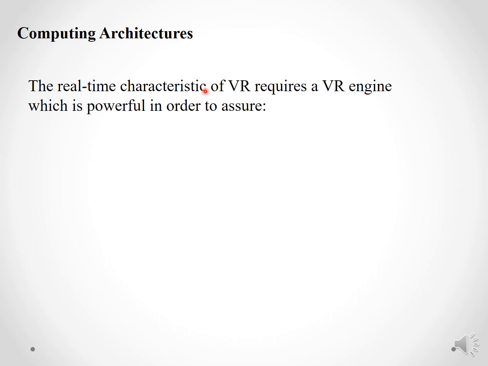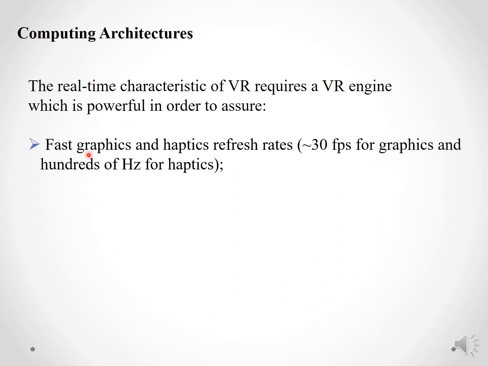As you know, the virtual reality environment has real-time characteristics, so it requires a very powerful VR engine. Why do we need this VR engine? It is very powerful because we need to ensure that it can support the fast graphic and haptic refresh rate, which is around 30 frames per second for the graphics and also hundreds of hertz for the haptics. This is why we need a very powerful VR engine, because it needs to support the graphic and haptic refresh rates that can cover these numbers.